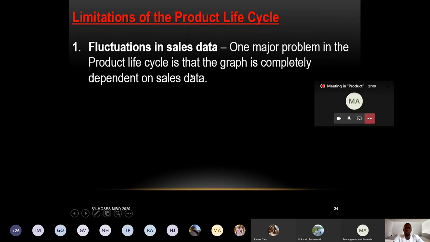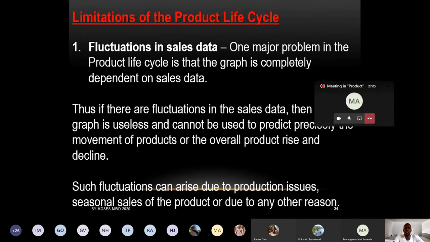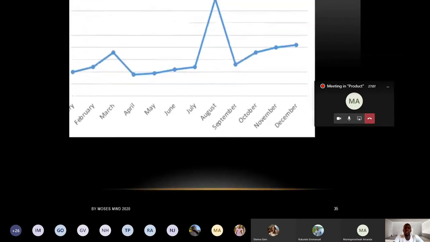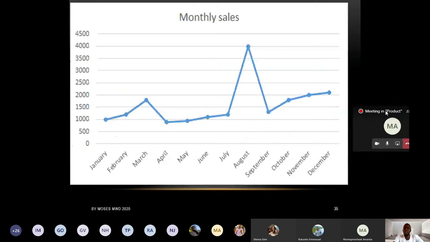But some goods or some sales may fluctuate. Let me show you this curve here. Like this curve here. You see, sales are supposed to keep on rising and rising, but now this company, sales were fluctuating. From January, they increased from 1,000 to 1,200, to 2,000, then they decreased even below 1,000. They remain there for a period of time. They increase, they decline, they increase.